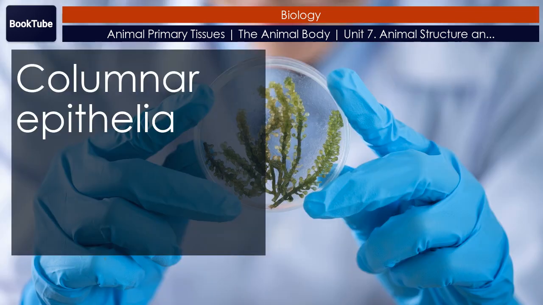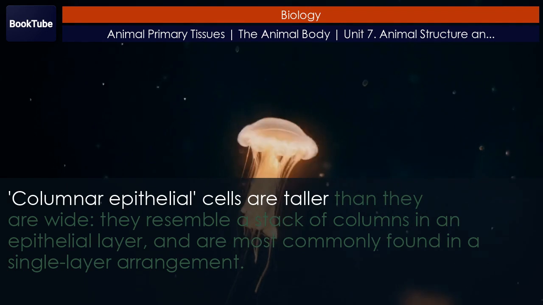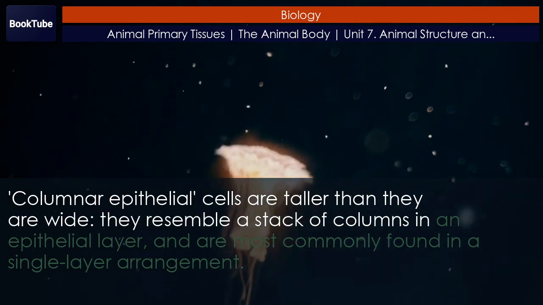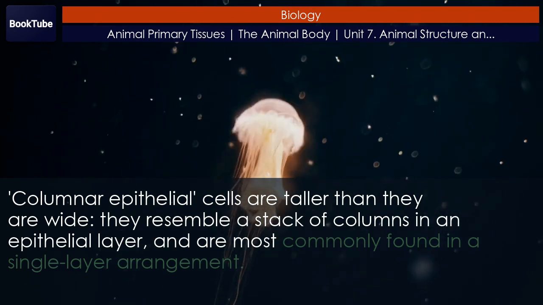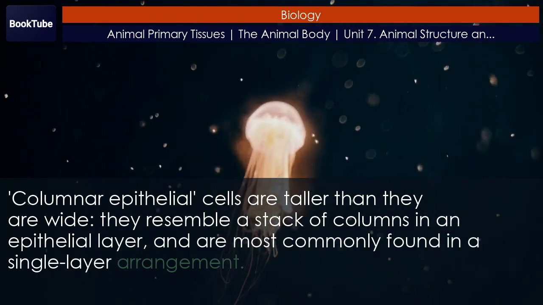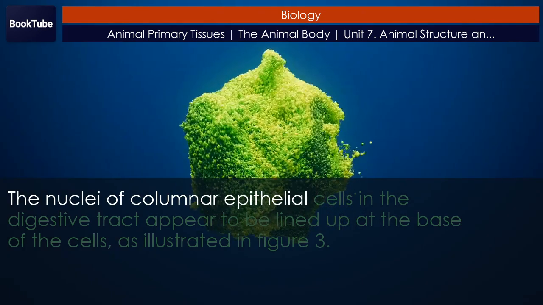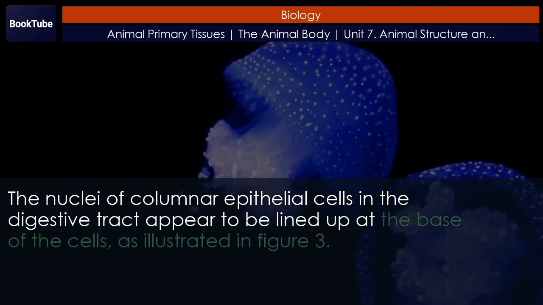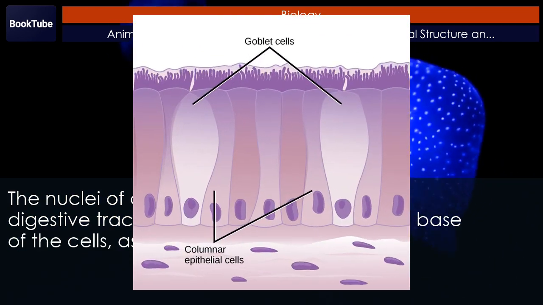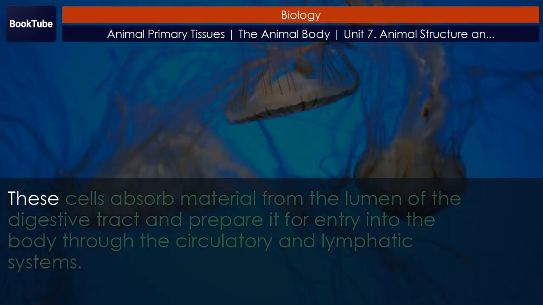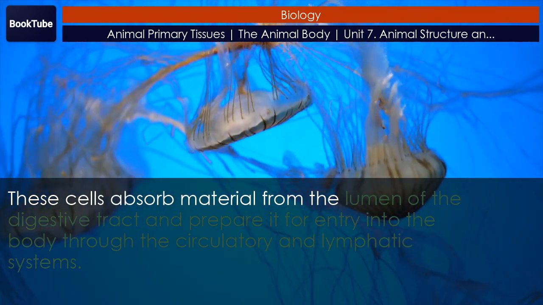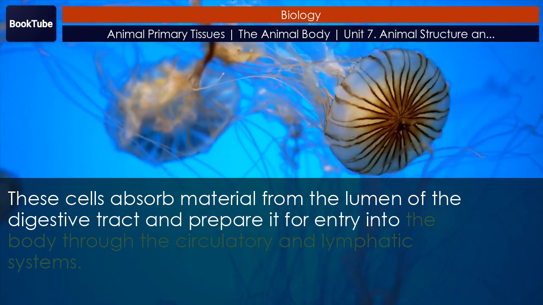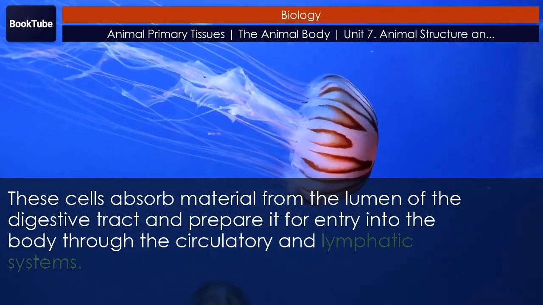Columnar epithelia. Columnar epithelial cells are taller than they are wide. They resemble a stack of columns in an epithelial layer, and are most commonly found in a single layer arrangement. The nuclei of columnar epithelial cells in the digestive tract appear to be lined up at the base of the cells, as illustrated in figure 3. These cells absorb material from the lumen of the digestive tract and prepare it for entry into the body through the circulatory and lymphatic systems.